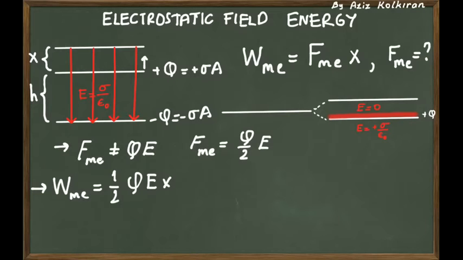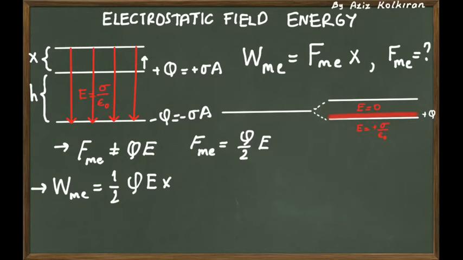So the work required to create an additional electric field in that region of space, or the energy required to create this additional electric field in a volume x times A, where A is the surface area of the plate, right? So inside a volume, I create an electric field which has sigma divided by epsilon 0 strength. Then the energy I have to spend for this is this quantity.